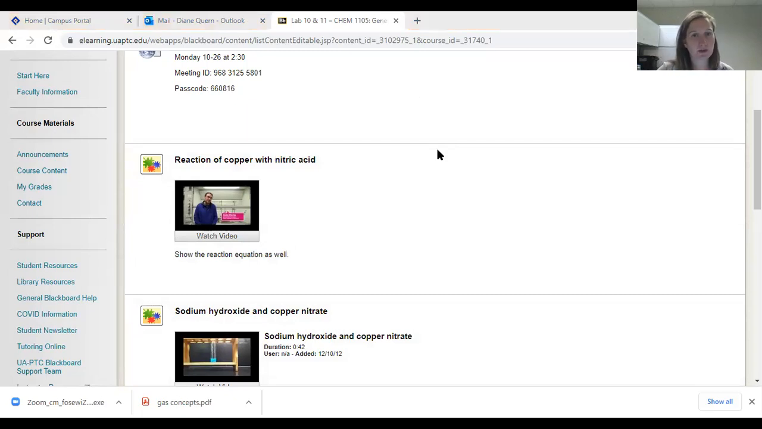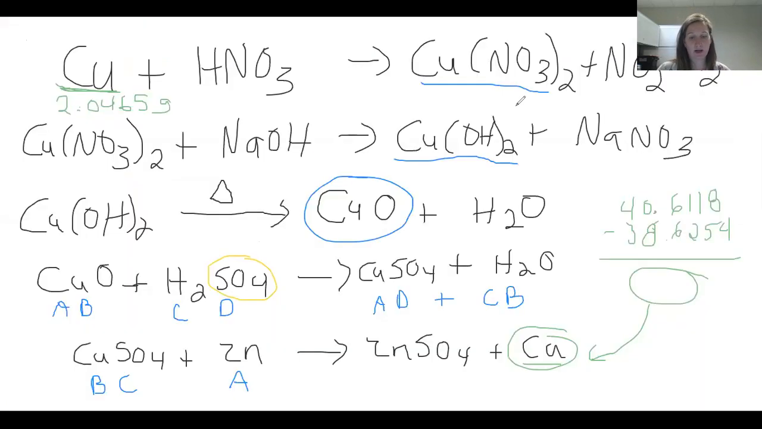For the very first one, let me actually go back to my whiteboard. We're looking at this top reaction here. So the copper with the nitric acid, the HNO3, and we're going to see copper(II) nitrate form, that NO2 gas, which is going to be a brown gas forming, and water. Okay, so let's take a look.